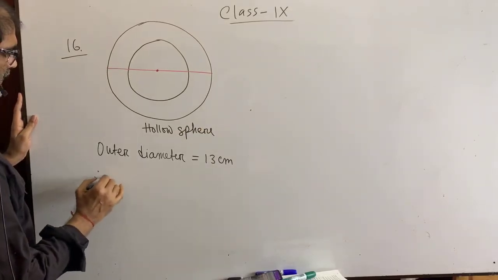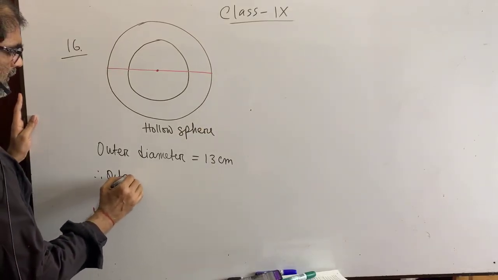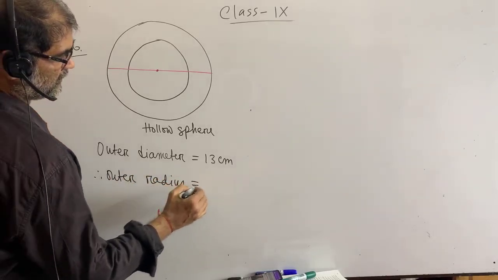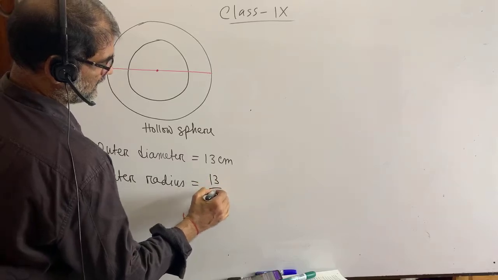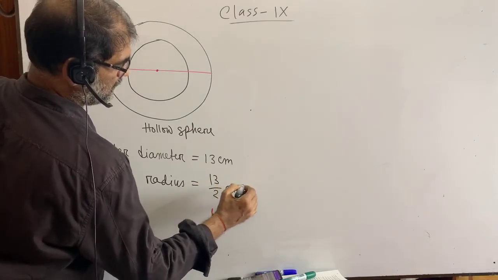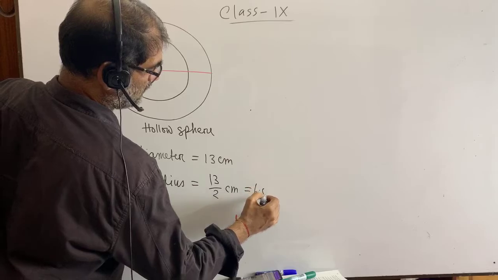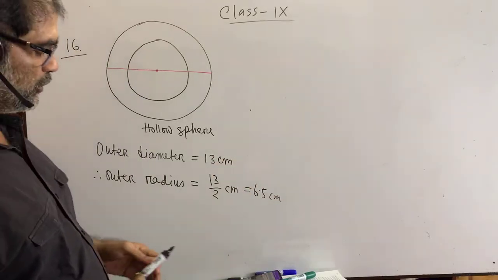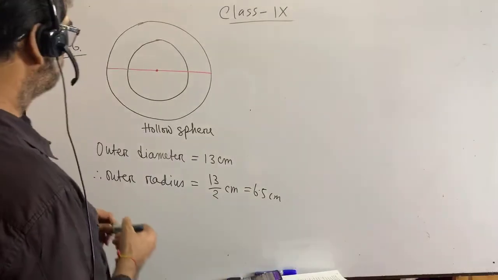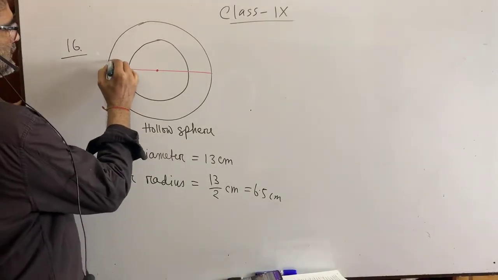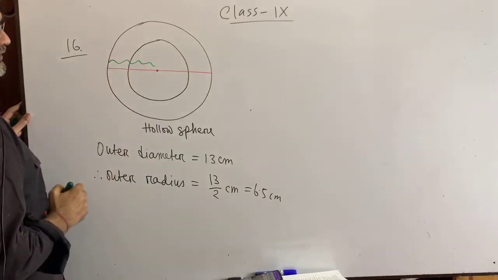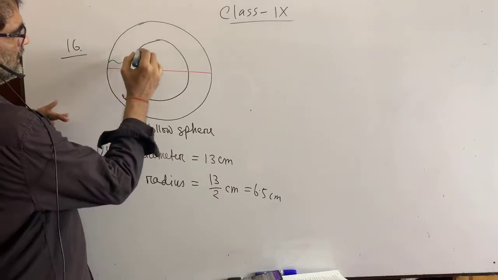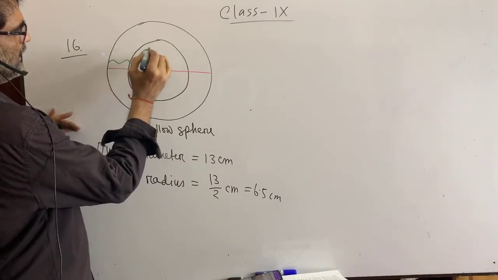Therefore, we can write here outer radius equals to what? 13 by 2 centimeter, which is equal to 6.5 centimeter. Outer radius is 6.5 centimeter. You see, what is the outer radius here? This is the outer radius. So it is given here as 6.5 centimeter.